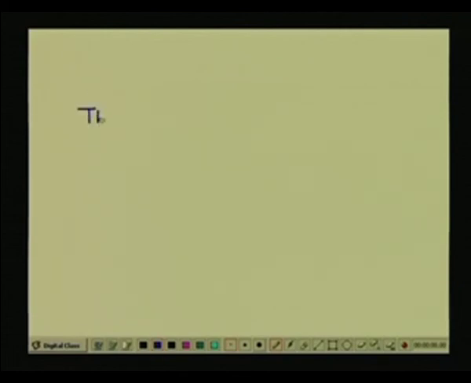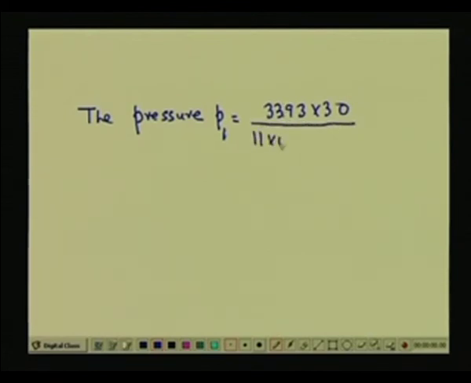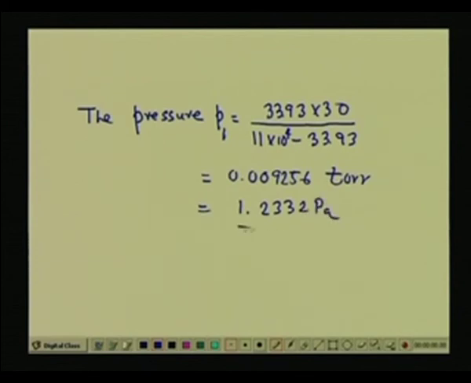The pressure P1 is equal to 33.93 into 30 upon 11 into 10 to the power 4 minus 33.93, which is coming up as 0.09256 torr, right. So, it is coming up as 1.2332 Pascal. Clear?